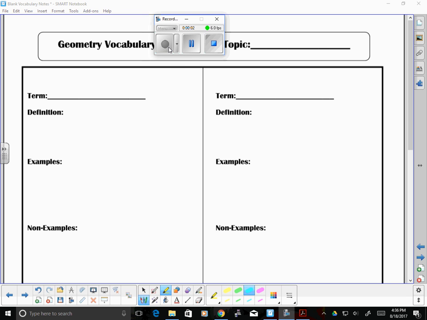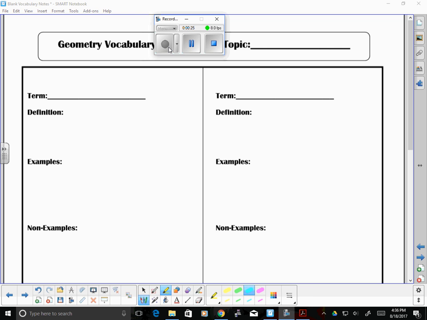So let's get started. You should have a notes sheet that looks like this. Whenever we take notes in class and we're learning new vocabulary, we're going to organize it in this format, and you're going to keep all of these sheets together so that you'll know where to find what a particular word means.